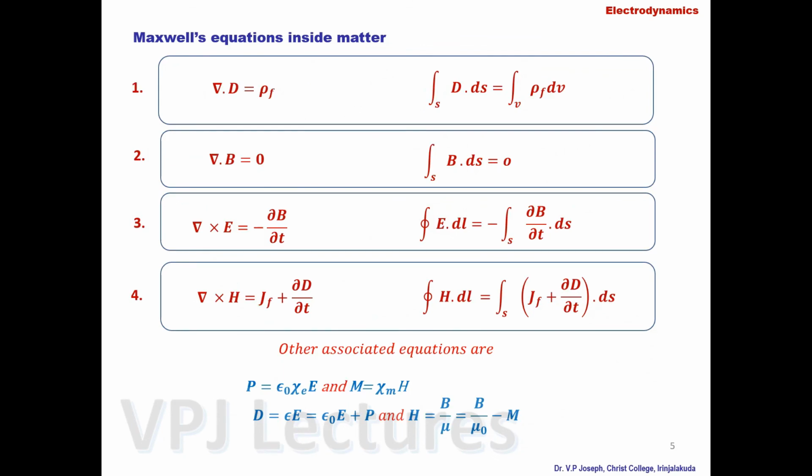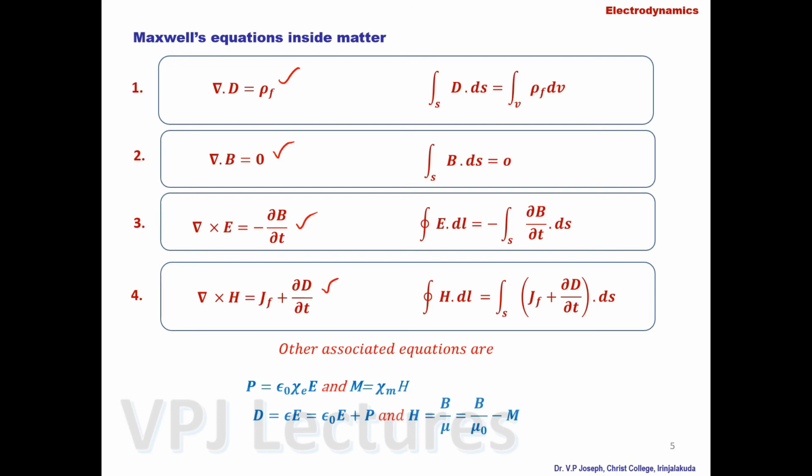So the four equations inside the material medium may be listed like this: del dot D is equal to rho f, del dot B is equal to 0, del cross E is equal to minus dou B by dou T, del cross H is equal to Jf plus dou D by dou T. So these are the four Maxwell's equations that we need to use in the case of a material medium.